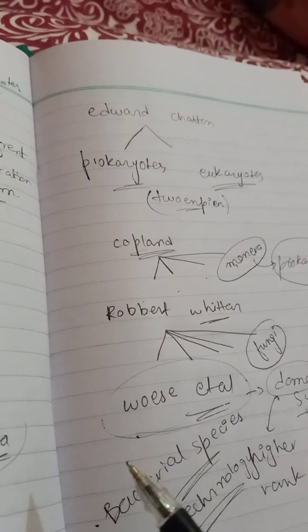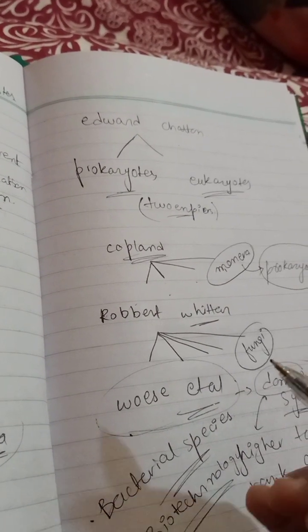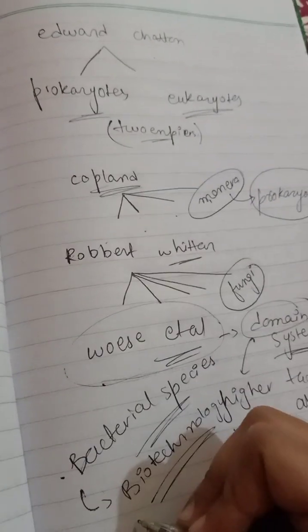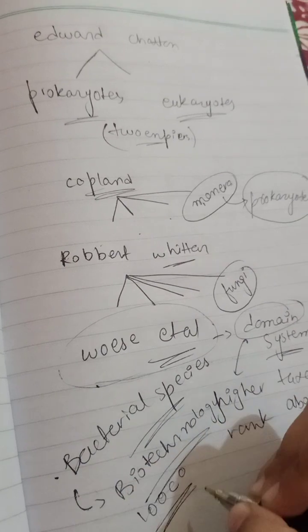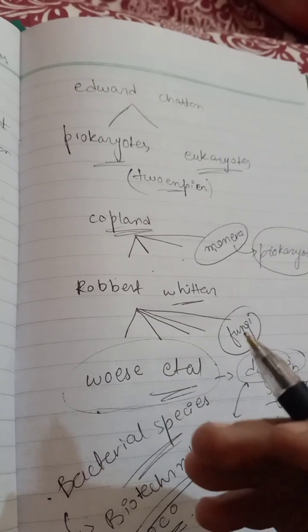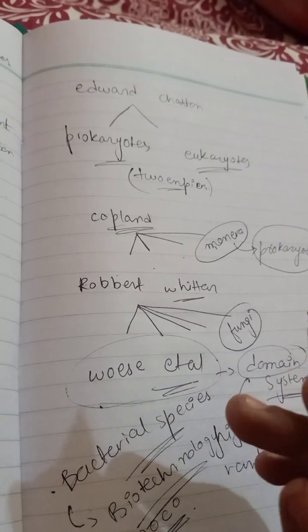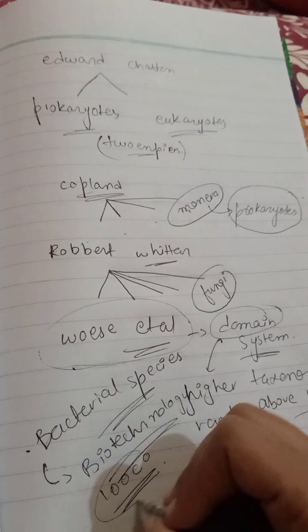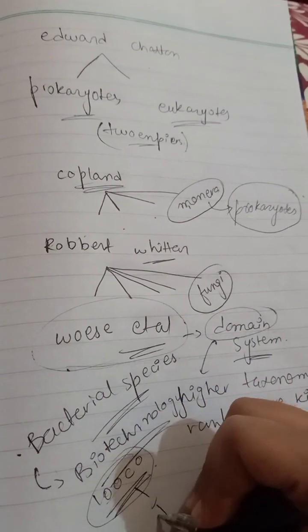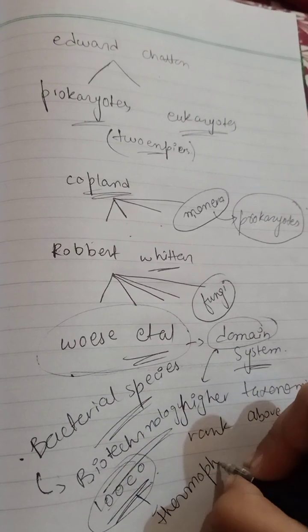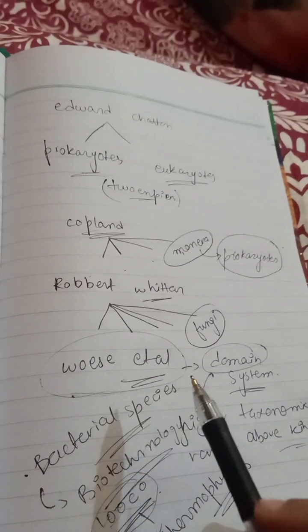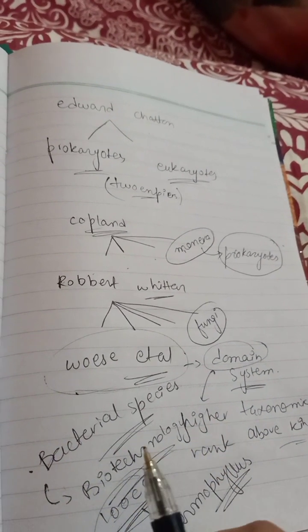We have unique features in bacterial species too. For example, there is a bacterium that survives at 100 centigrade. We cannot survive at 100 centigrade, but these types of bacteria survive at 100 centigrade. There is a bacterium named Thermophilus. So, as you all know, the benefit is biotechnology.